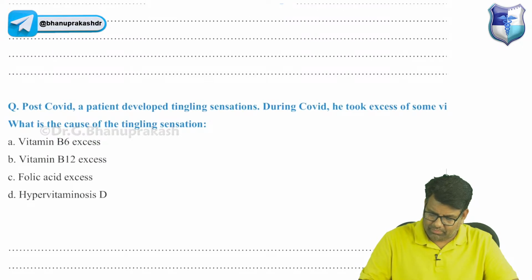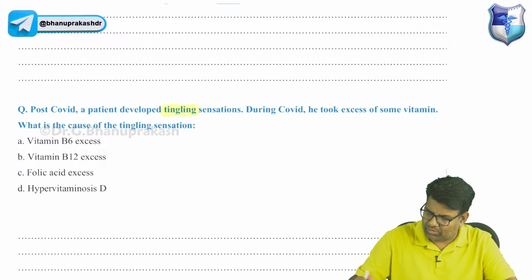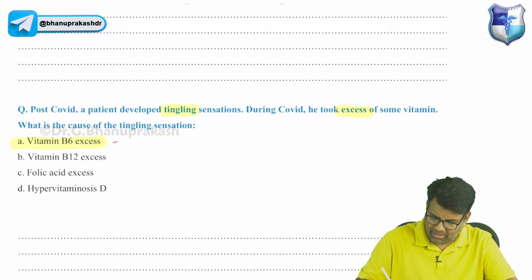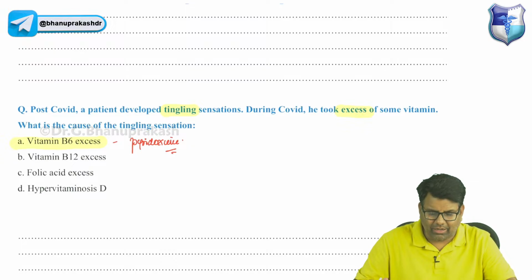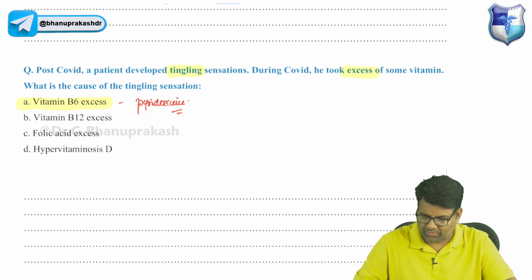Post-COVID, the patient develops a tingling sensation, and as per him, he took some medicine during COVID. This is an excess of vitamin B6, pyridoxine. Yeah, that can lead to it. Absolutely right. So this tingling sensation is because of excess pyridoxine.